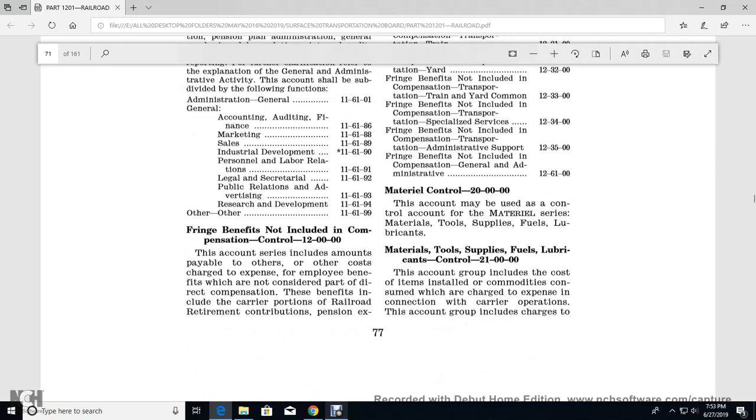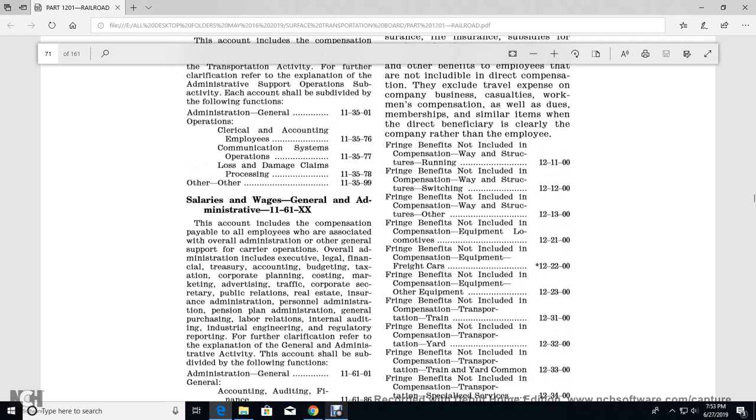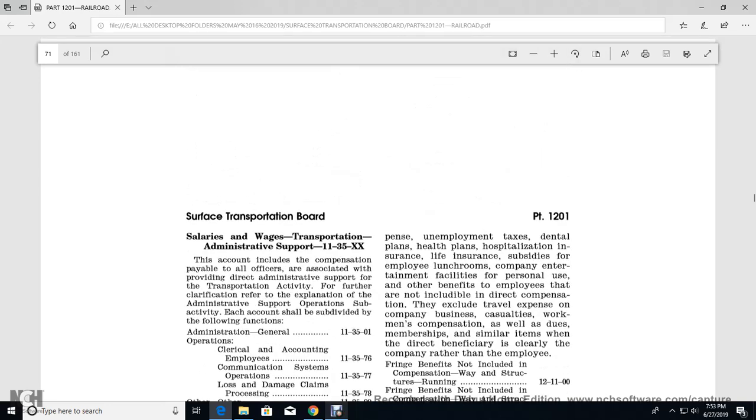Fringe benefits not included in the compensation 120000. Account series include the amount of the other expense of the employee benefits which are not considered the direct compensation. These benefits include the carrier portion of railroad retirement contributions, fund expenses, unemployment taxes, dental plans, health plans, hospitalization, insurance, life insurance, subsidy of the employees' lunchrooms, company entertainment facility with the personal use of the other benefits of employment not included with the direct compensation.